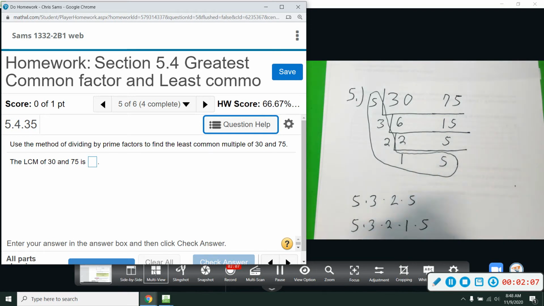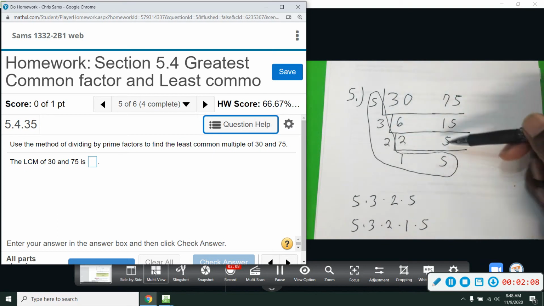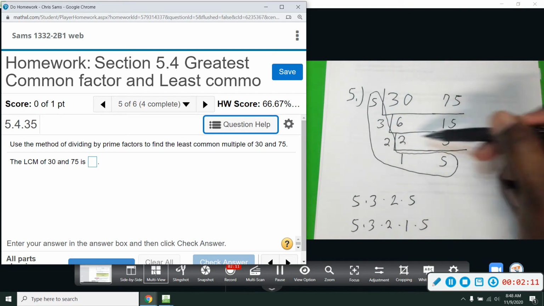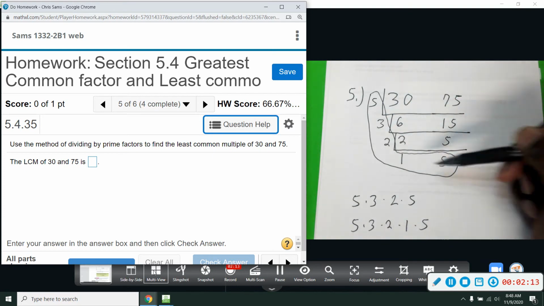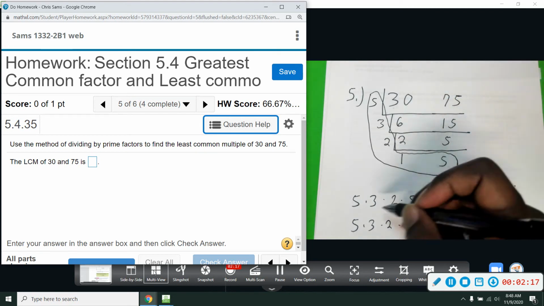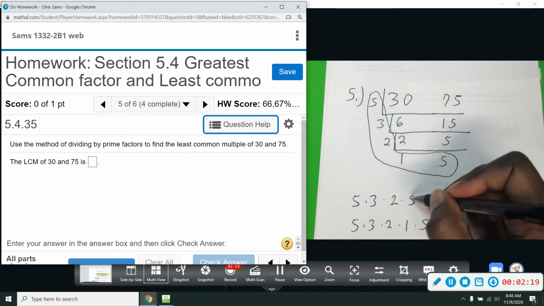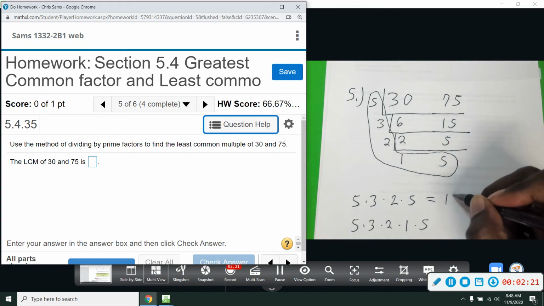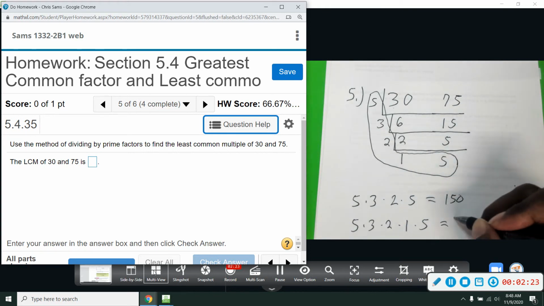It doesn't change anything, but you do need to be aware that just because everything can't be divided, which is normal for math, with the least common multiple method, you can keep going. So we get 15 and 10, which gives us 150. And the same thing, they both equal 150. So the least common multiple with the dividing method is going to be 150.